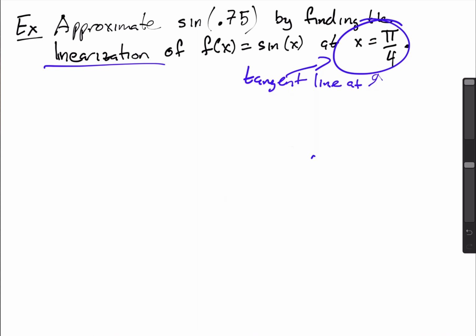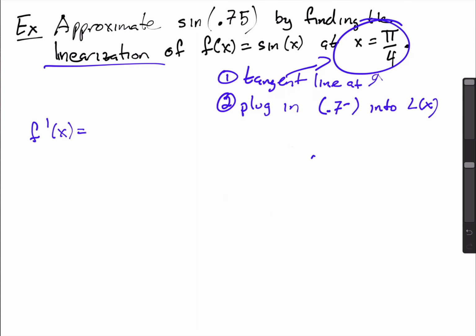And then after that, we're going to plug a number into the tangent line. What's the number that I plug into the tangent line? 0.75, exactly. Does that make sense? So that's the basic idea here. Okay, so let's do it then. So the derivative, right? You guys said. So what is it? Cosine x, good.